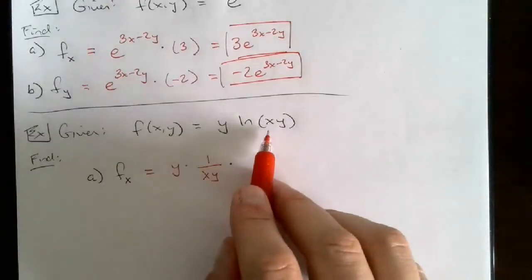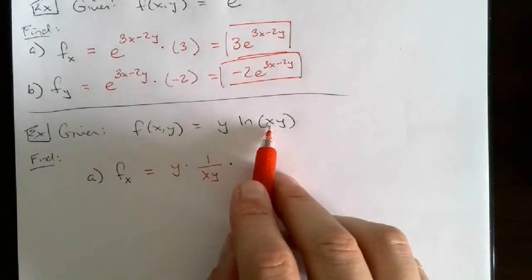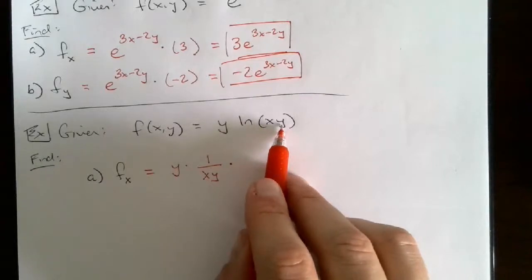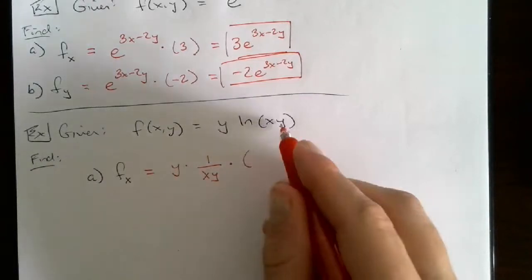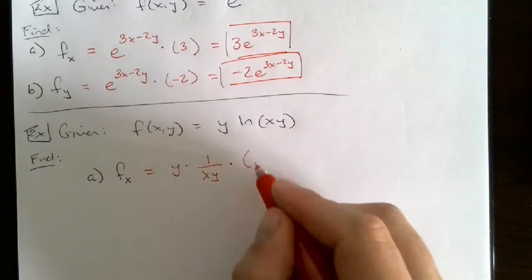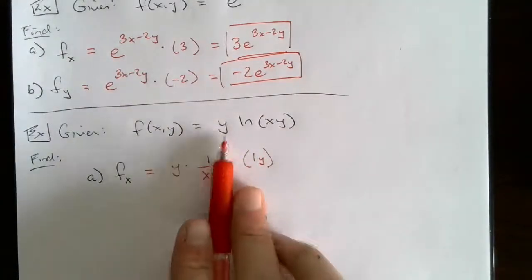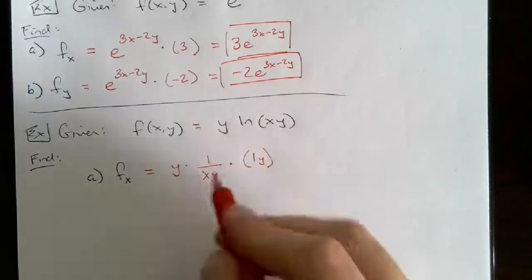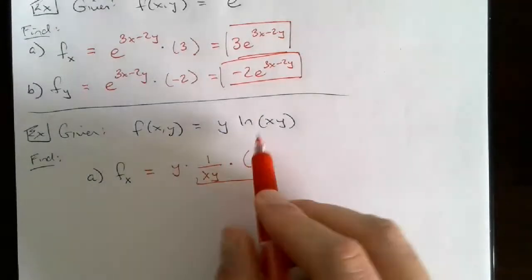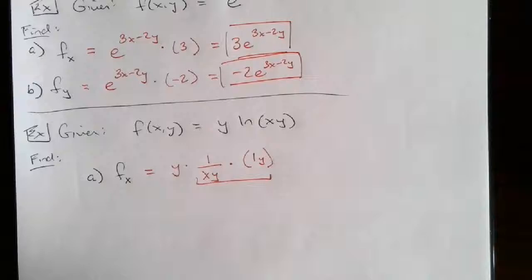Well, for the derivative of the inside, we have x, which is a variable, right? So it's a function times y, which is a constant. So the y is going to stay, and the derivative of x is just 1, so it's going to be times 1y. So this y in front was a constant times the derivative of the natural log of xy. It's 1 over the inside times the derivative of the inside, with respect to x in this case.